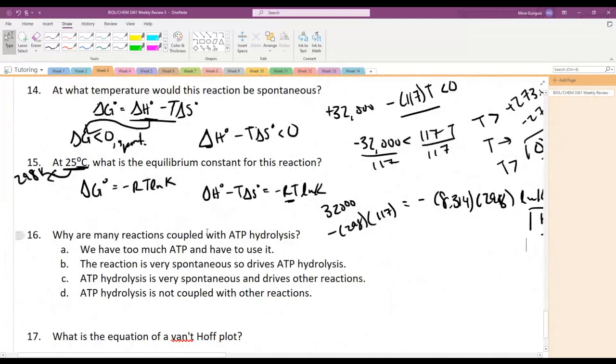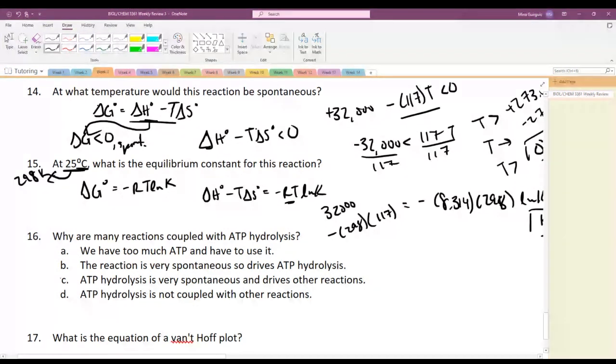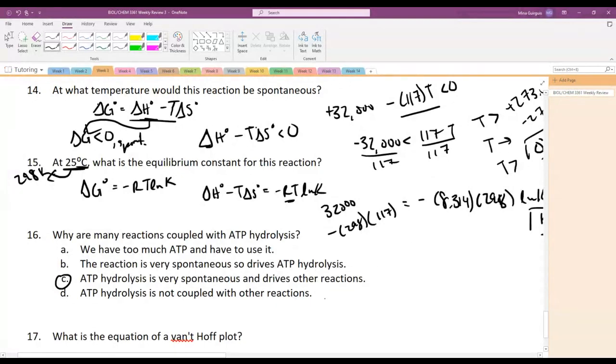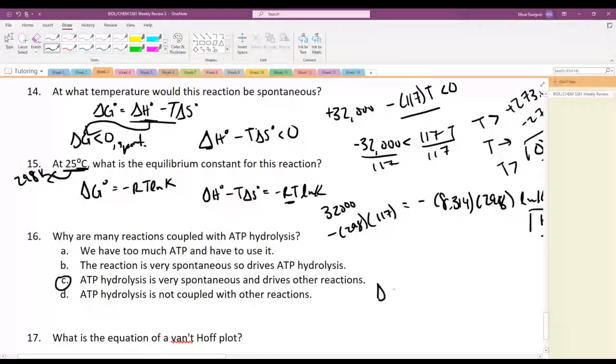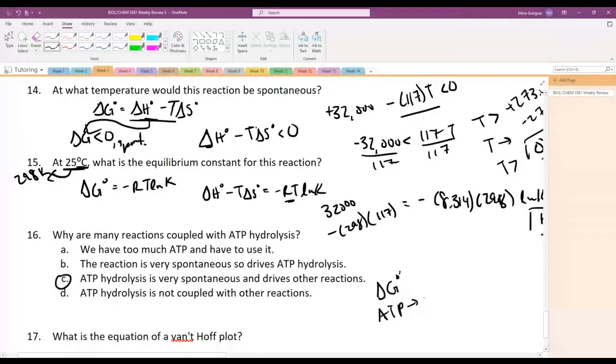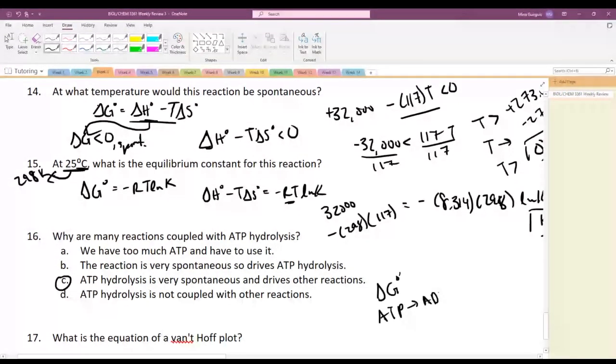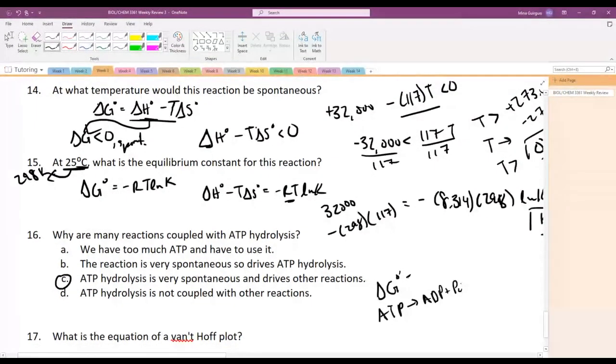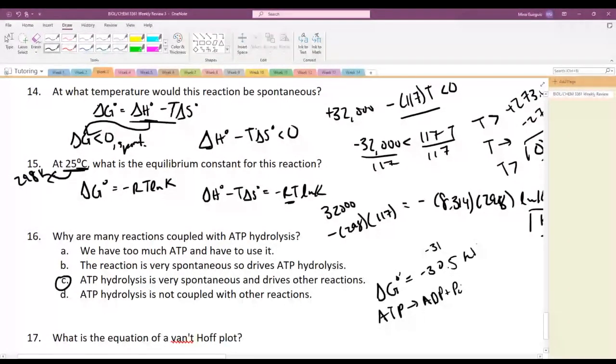Okay. Why are many reactions coupled with ATP hydrolysis? It's not that we have too much ATP. It's also not that reactions are spontaneous and drive ATP hydrolysis. It's letter C. Okay, and I know I could have done that slower, but for the sake of time, I'm going quickly. Letter C, and the reason is the delta G naught prime of ATP being broken down into ADP and inorganic phosphate is equal to negative 30.5 or negative 31 kilojoules per mole.